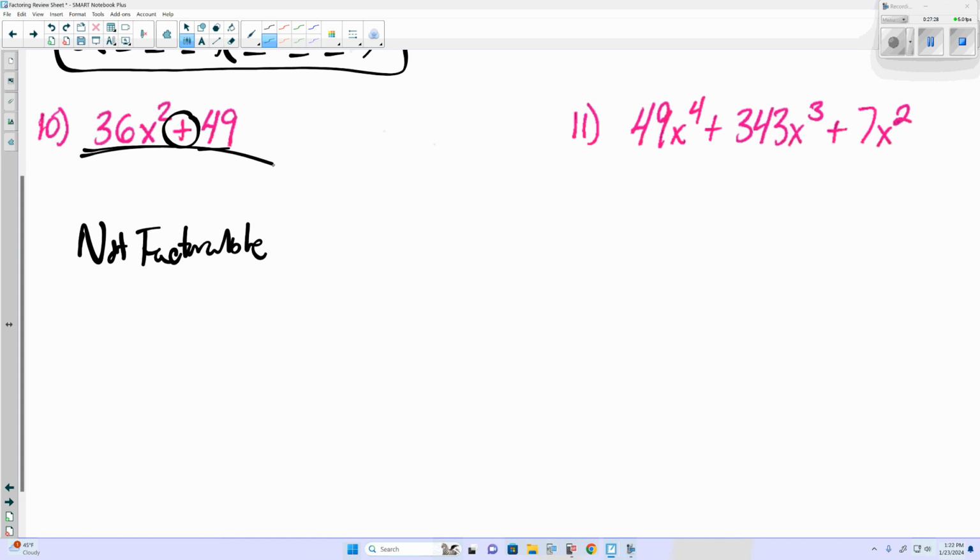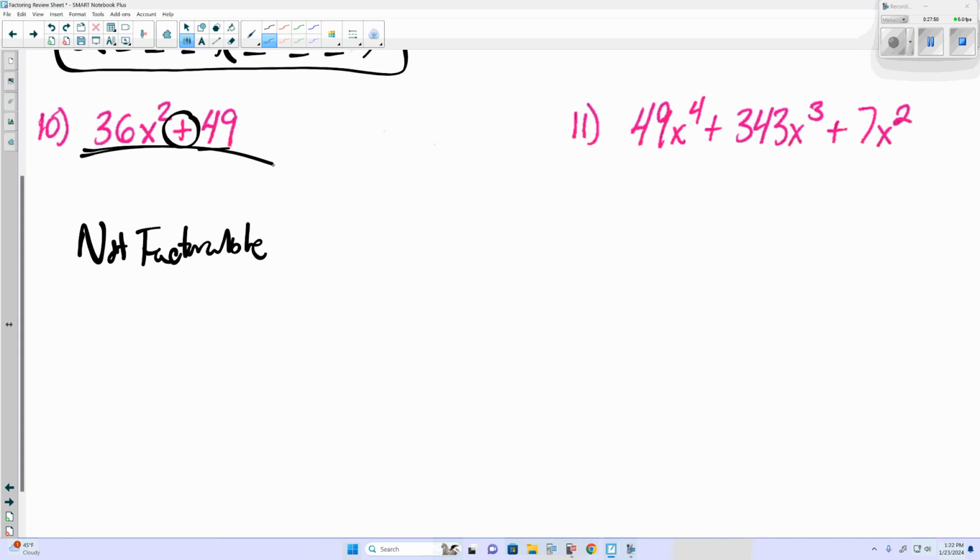So there's a plus right there, and both terms are squares. It's not factorable. We don't have a formula or a way to factor the sum of perfect squares. We only have the difference of perfect squares. We do have the sum of two cubes, we just don't have the sum of two squares.